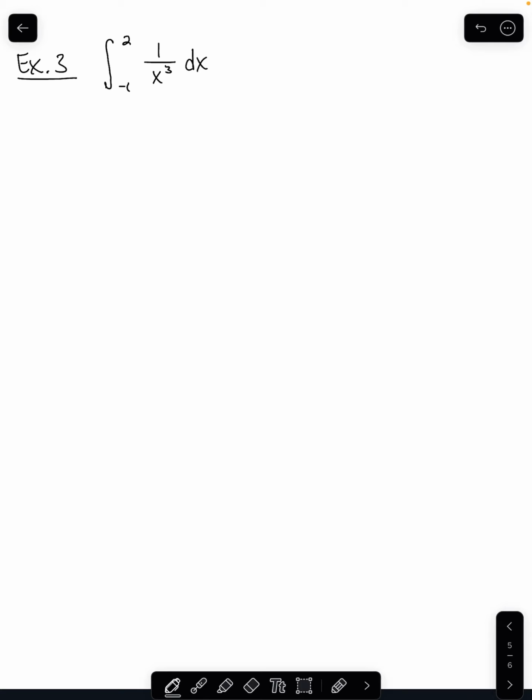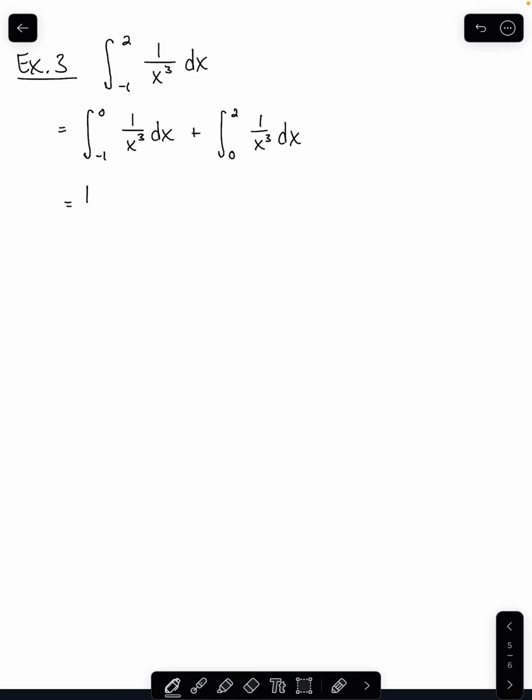Fortunately, this function, its infinite discontinuity, is relatively obvious to find at x equals 0. Thus, we have to split the integral into two pieces. Because we cannot integrate across the infinite discontinuity, we can only integrate up to it, and then on the other side, we can only integrate after it. We cannot actually integrate at or across the infinite discontinuity.